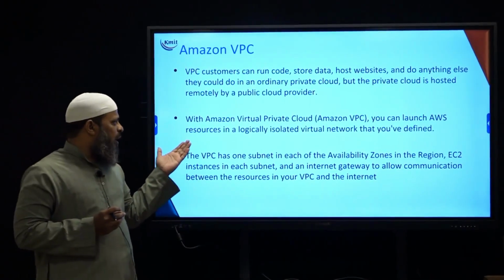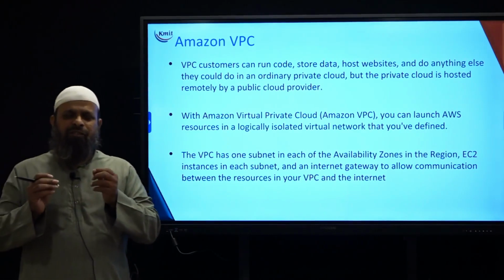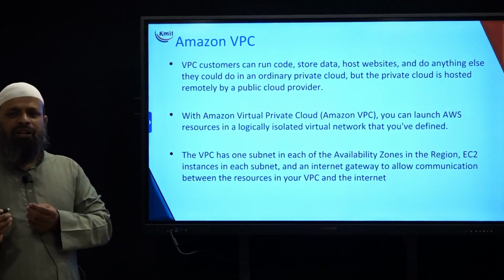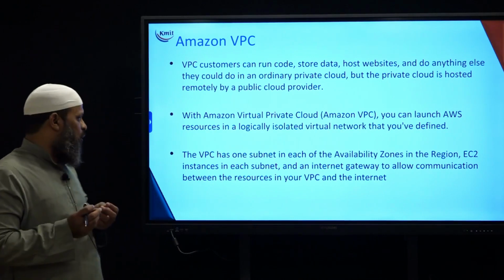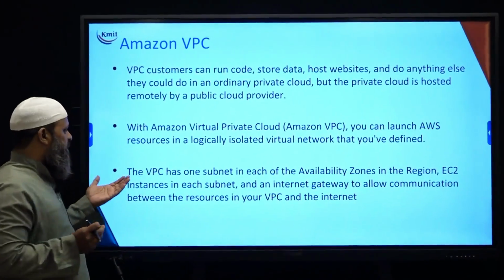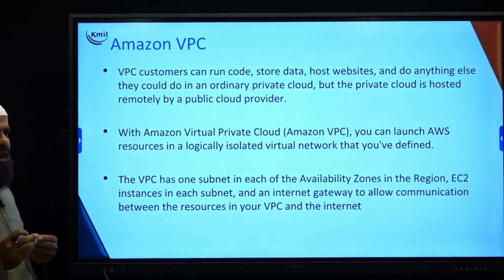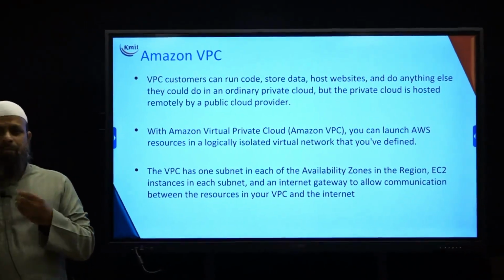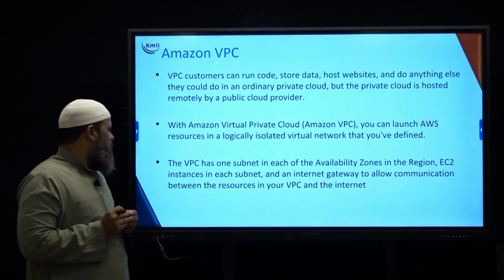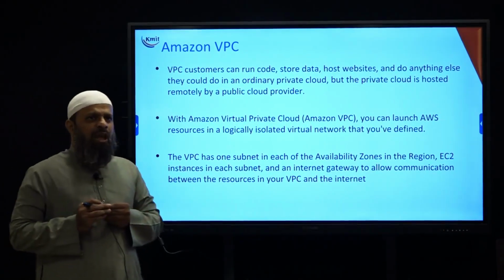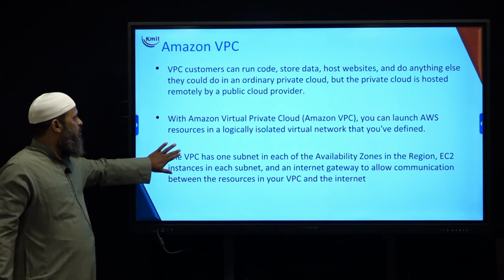With Amazon VPC, you can launch AWS resources in a logically isolated virtual network that you have defined. That is nothing but a VPC which is created. It is a logically isolated network wherein you have the resources, where you can run your applications, store your data, or run your code. In this VPC we will have subnets and EC2 instances, and each subnet gets connected. Subnets can be private or public, and if you want a subnet to access the internet, we will have something called an internet gateway, so that communication is done between the resources in the VPC and outside the VPC. This is present in availability zones.